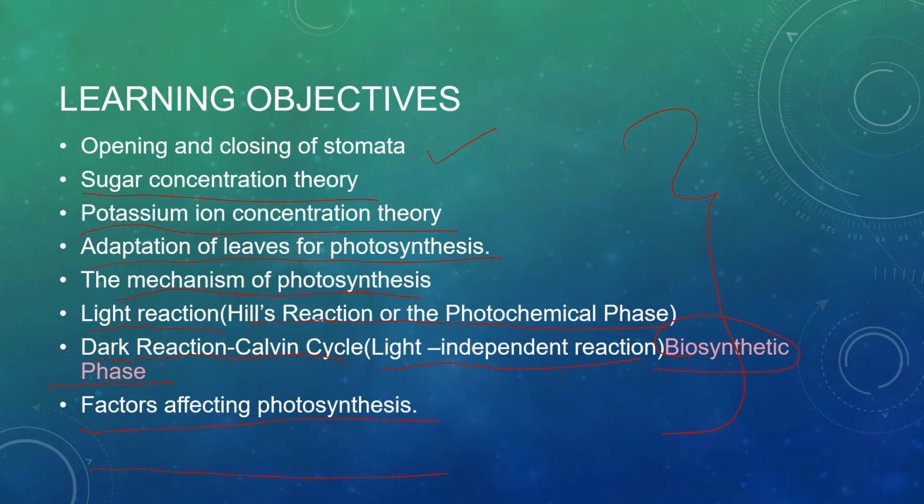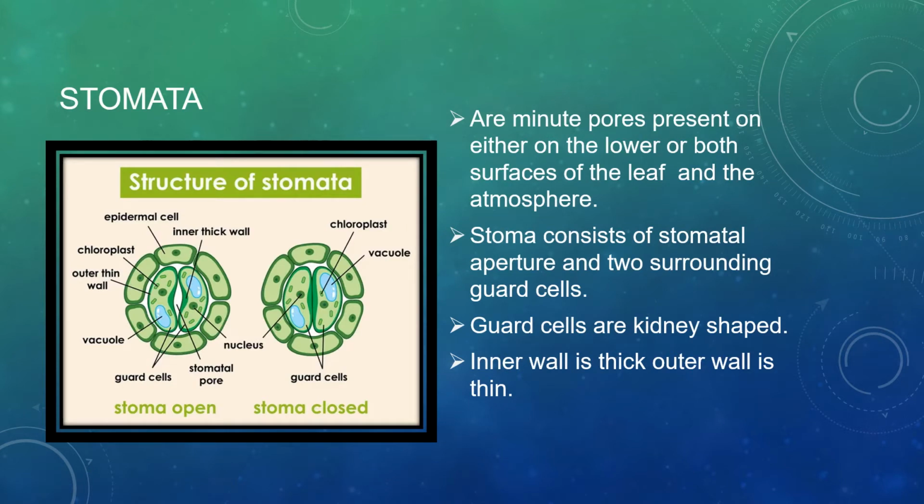So let us start with today's topic. Starting with the structure of stomata, we will move on to the two theories on which the opening and closing of the stomata depends. So what are stomata? The singular of stomata is stoma, and these are minute pores present on either surface of the leaf, on both the surfaces of the leaf, to facilitate the exchange of gases between the leaf and the atmosphere.